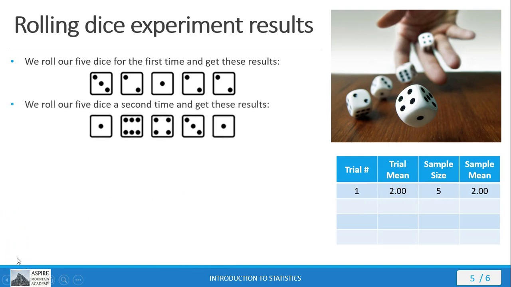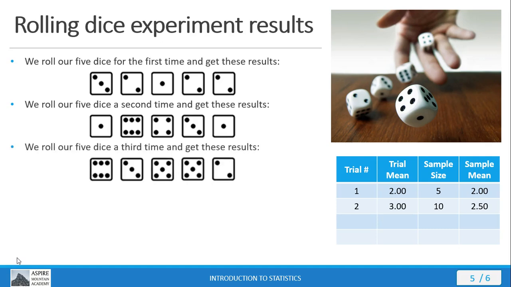Let's go ahead and roll these dice again a second time. And let's say this is what comes out. A 1, a 6, a 4, a 3, and a 1. We do the same calculation we did with the first trial. So the mean for the trial is 3, but now we've got 10 dice for our whole sample. So we've got those 10 outcomes. We take the mean for those 10 outcomes and we get 2.5. So you can see we're getting closer with that second trial up to 3.5.